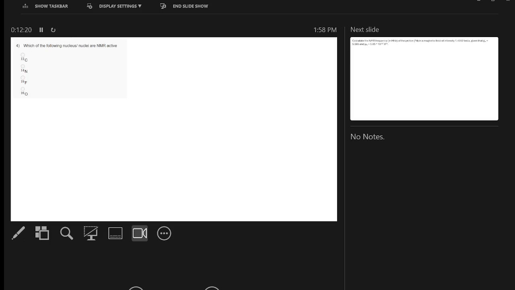For NMR active, we saw that I must not be equal to 0 and the resultant magnetic moment must not be equal to 0. Okay. So we can generalize: any atom which has an even number of protons and neutrons is NMR inactive. The rest of the nuclei will be NMR active.